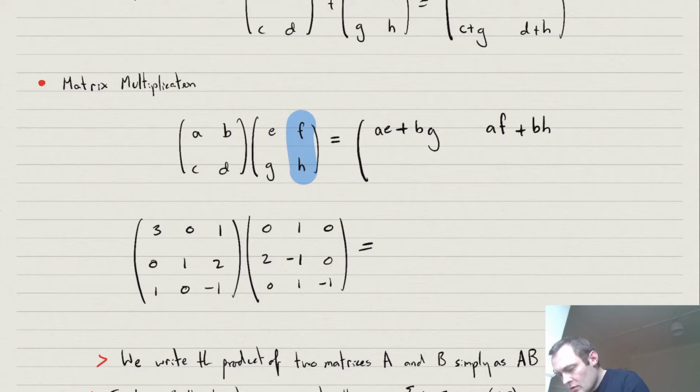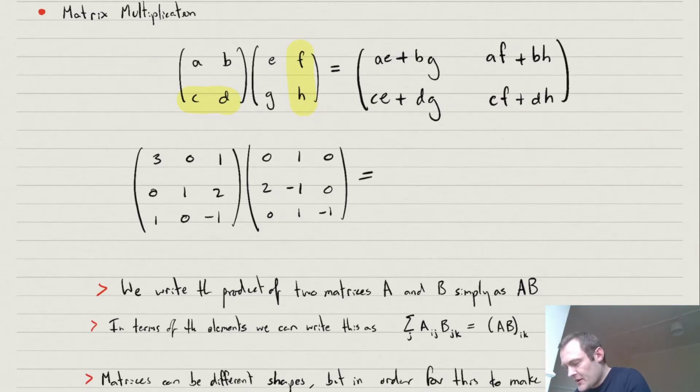Then we can work along the bottom row of the first one and the first column of the second one, in which case we get C times E plus D times G. And then finally, those two. So C times F plus D times H. That. So let's go ahead and perform this calculation.